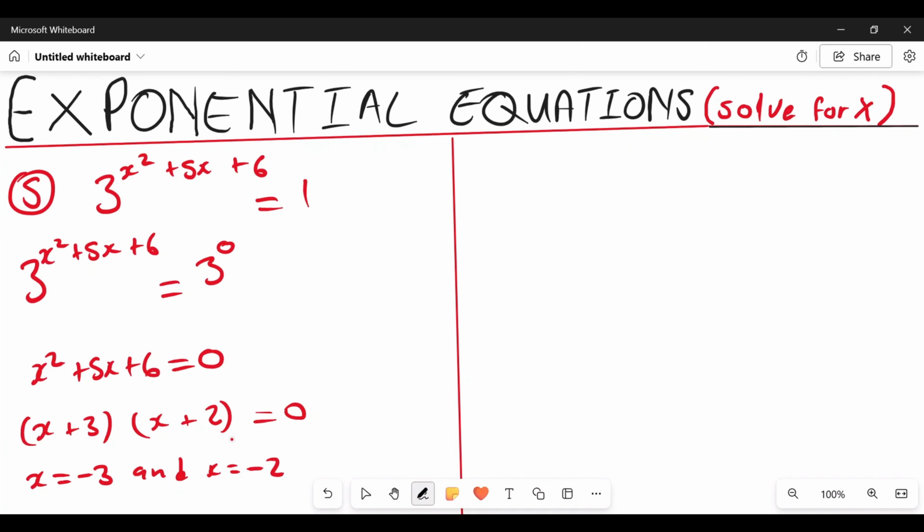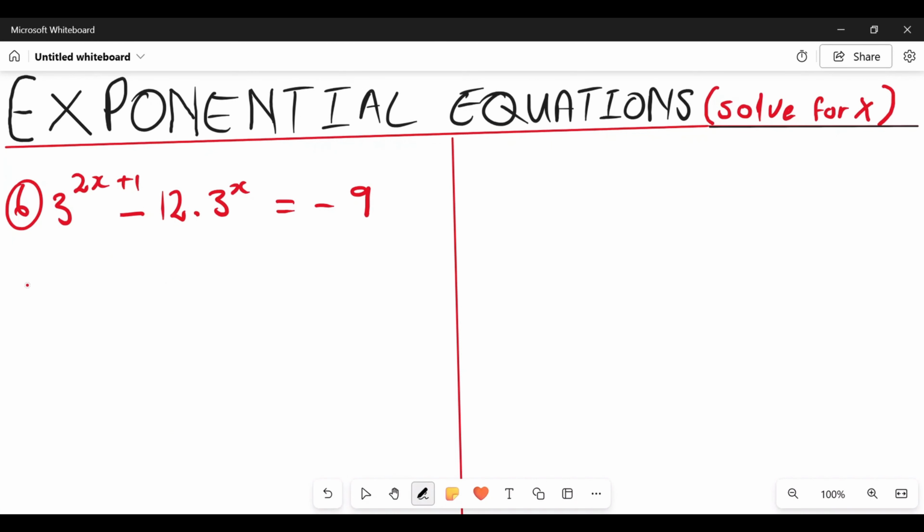Right, we are done with equation 5. Let's do equation 6. All right, guys, here is our equation 6. Now this equation here, guys, I hope you won't confuse it with equation 4. We have to apply the product of a power rule here. So how are we going to do it?